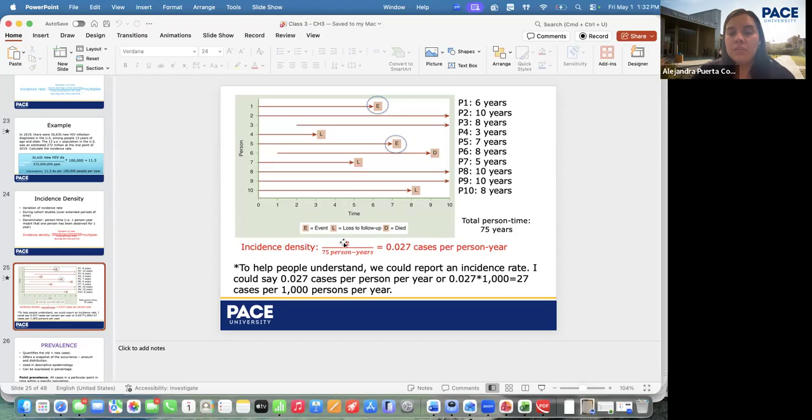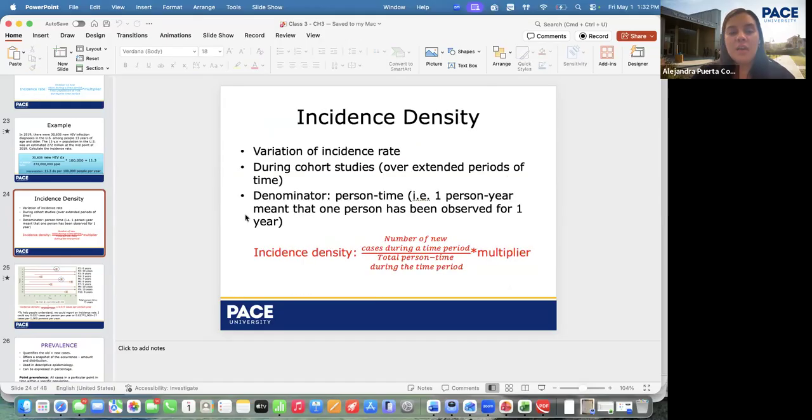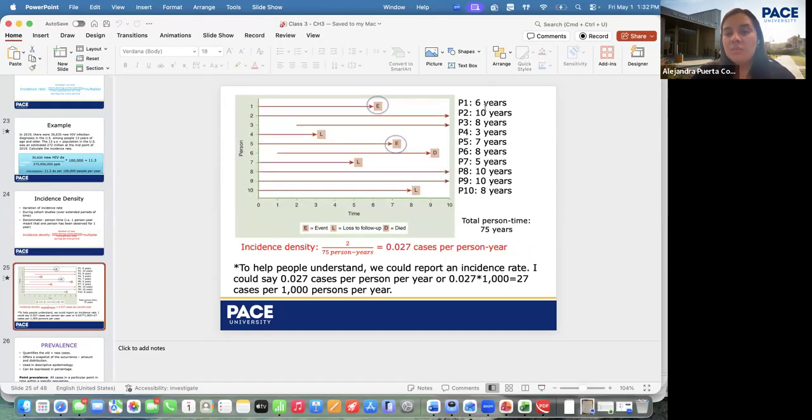So 2 is my numerator, and then my denominator is going to be the sum of all of these person year or person time measurements. So all of the time I follow them. So 6 years from the first person plus 10 years from the second person plus 8 years from the third person, and so on, right? And then you end up having 2 divided by 75. That's 0.027 when I round up.